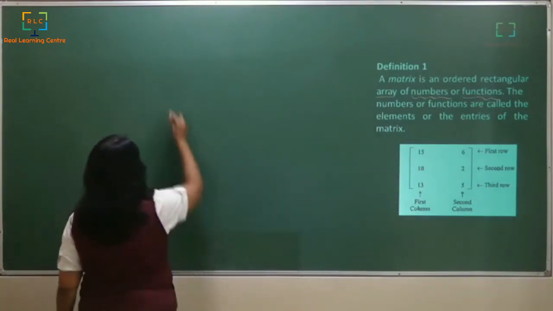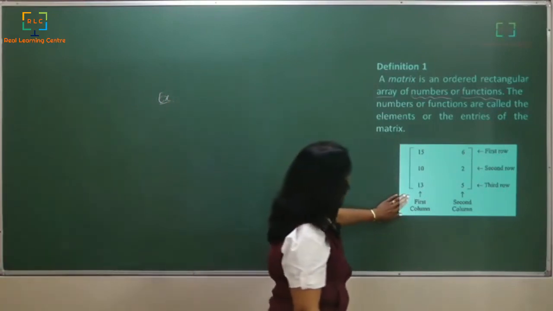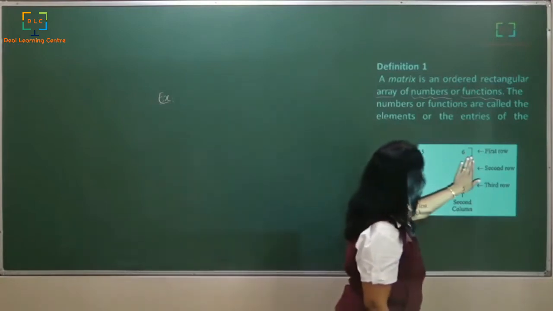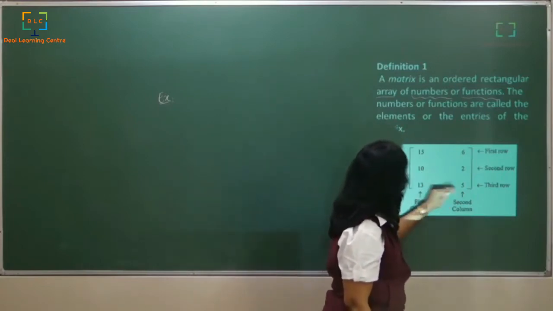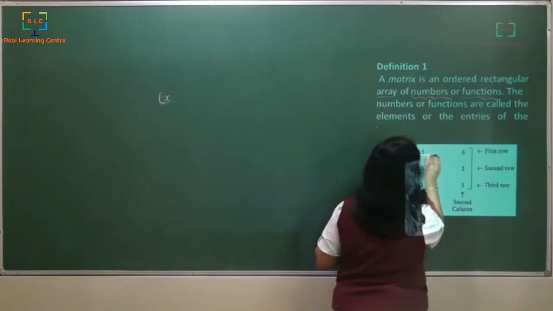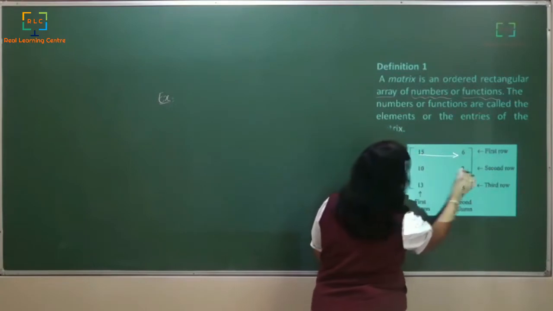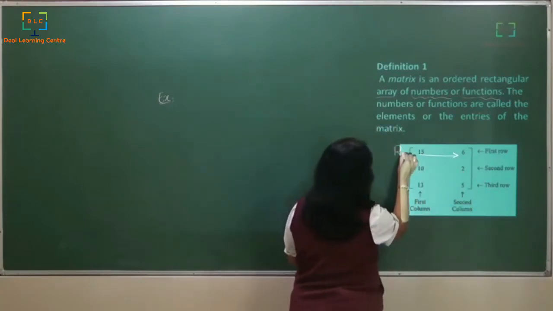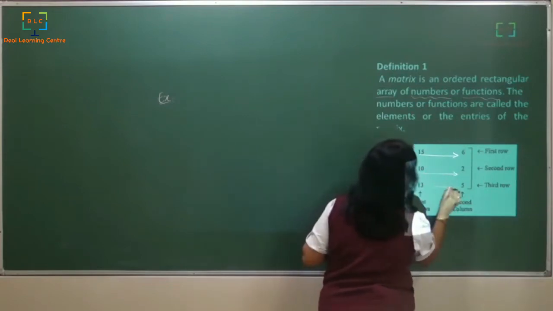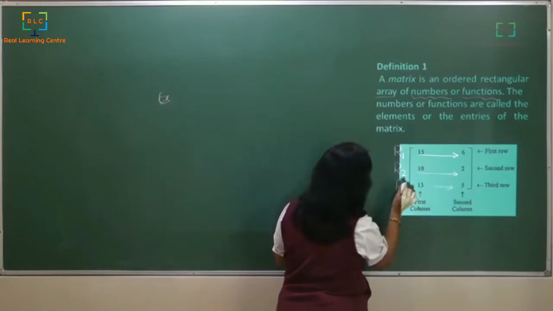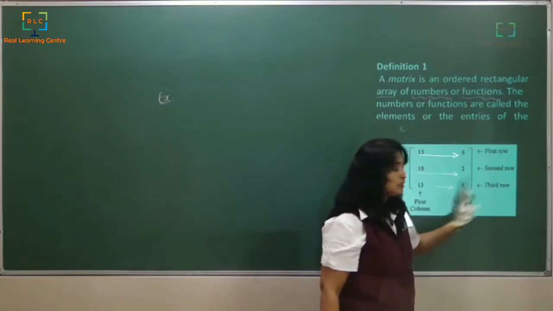So what is a matrix? Let's go for some example. In your textbook, they have given this example where the first row will have 15 and 6, the second row will have 10 and 2, and the third row will have 13 and 5. All the elements arranged horizontally will form the rows. So this is row number 1, this is row number 2, and this is row number 3, and we are going to indicate them in our chapter from now on as R1, R2, R3, which is nothing but the first row, second row and third row.